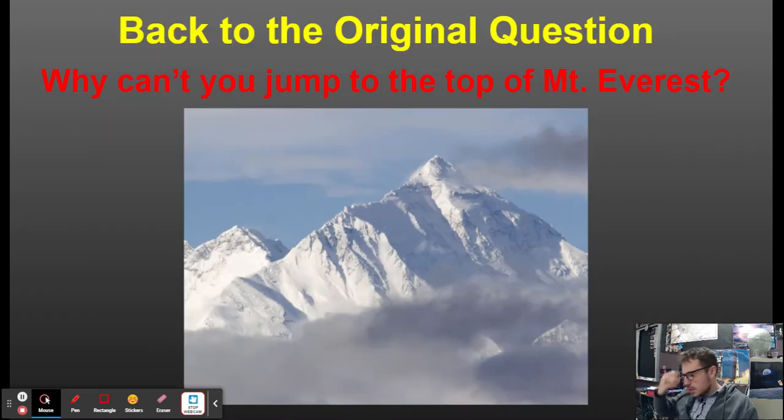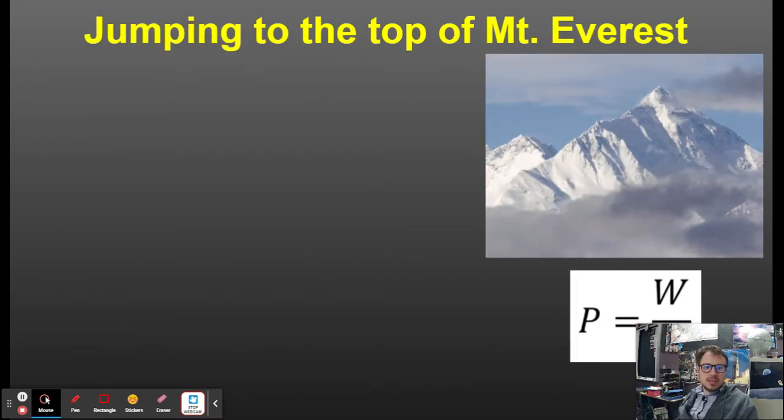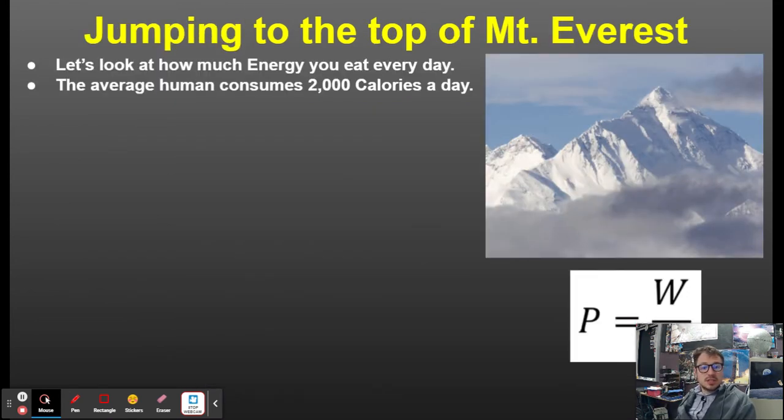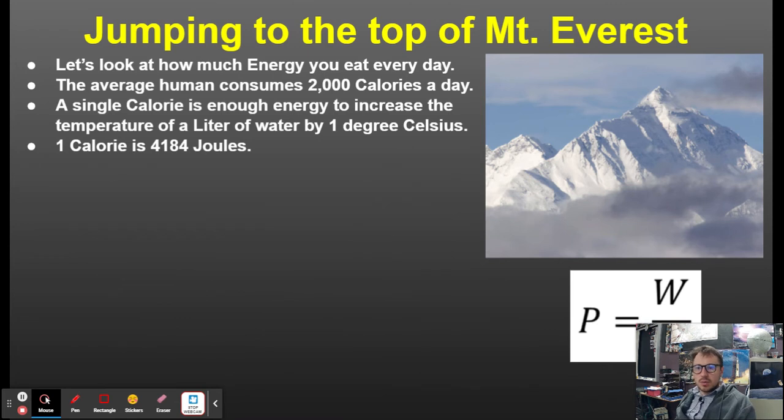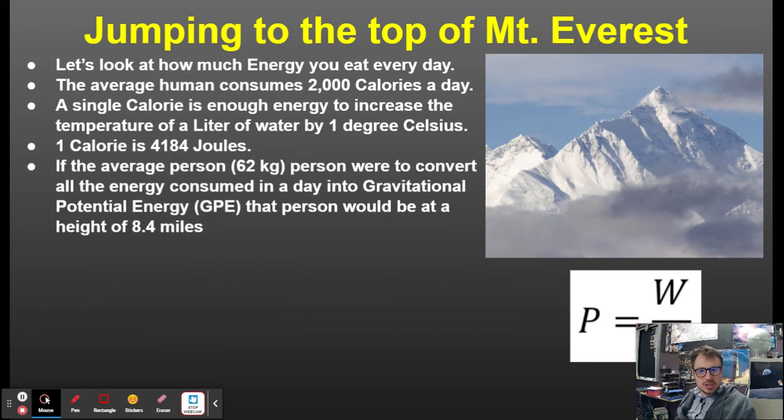So let's answer this question though. Why can't you jump to the top of Mount Everest? Now, this might seem like a silly question, but everybody eats food, right? The unit that food is measured in is the calorie. Now, 1 calorie of food is 4,184 joules. If you took 2,000 calories, the amount of food that one person eats in a day, and were able to change all that energy into gravitational potential energy, that would put that person at about 8.4 miles.